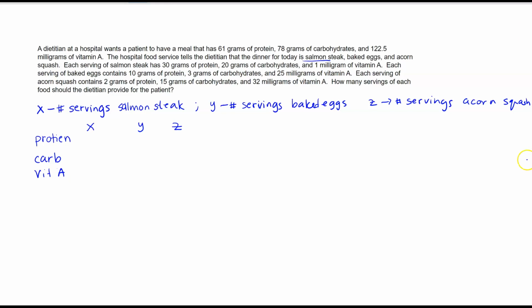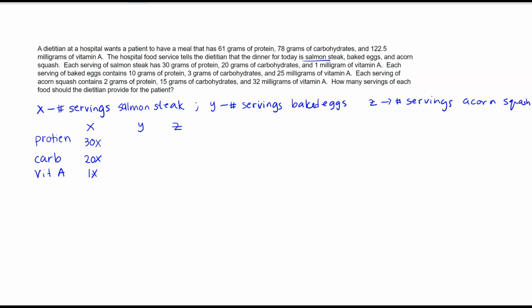So let's look at the given here. It says each serving of salmon steak has 30 grams of protein. So each serving has 30 grams of protein, that is per serving. So if you have x servings, therefore you have 30x grams of protein, and 20 grams of carbohydrates per serving, so 20 times x, because x is the number of servings. And 1 milligram of vitamin A per serving, so 1 times the number of servings, x.